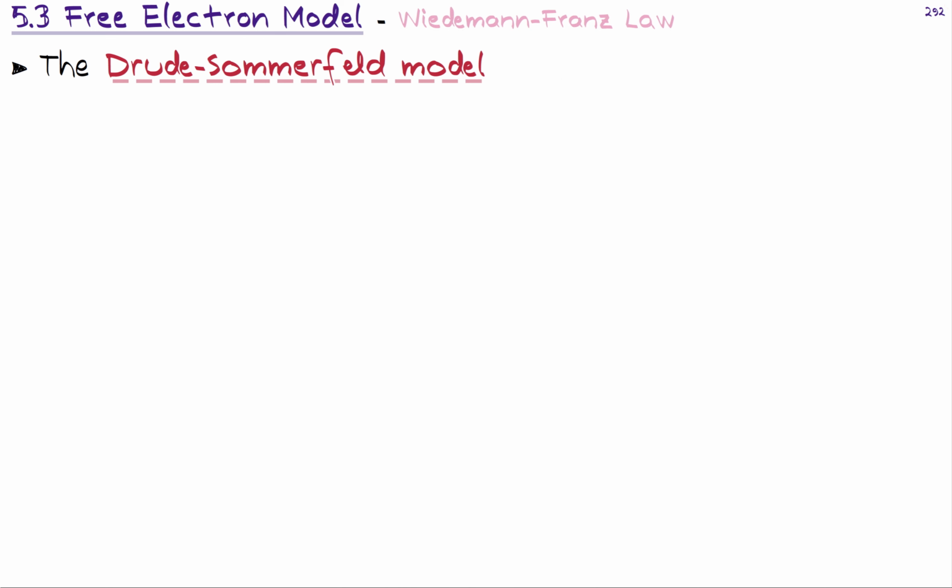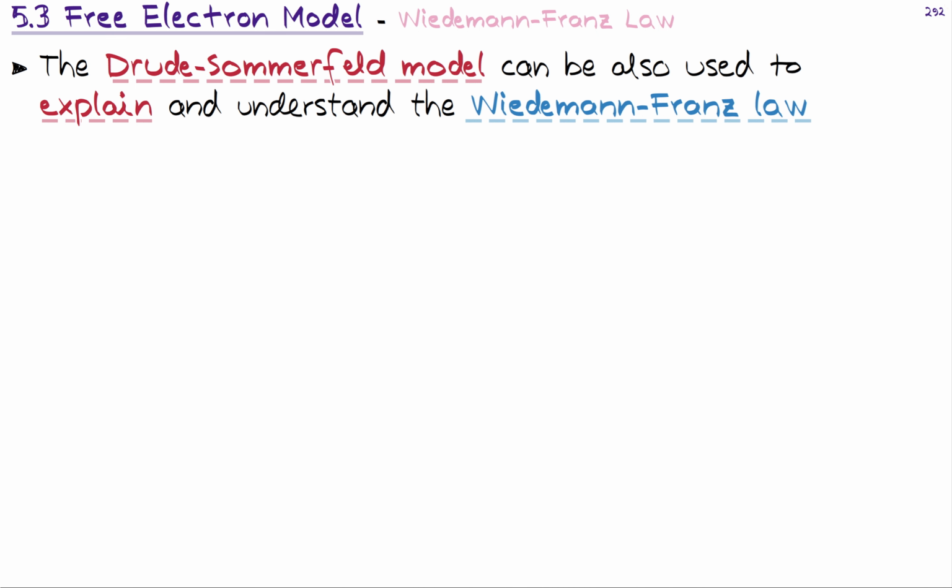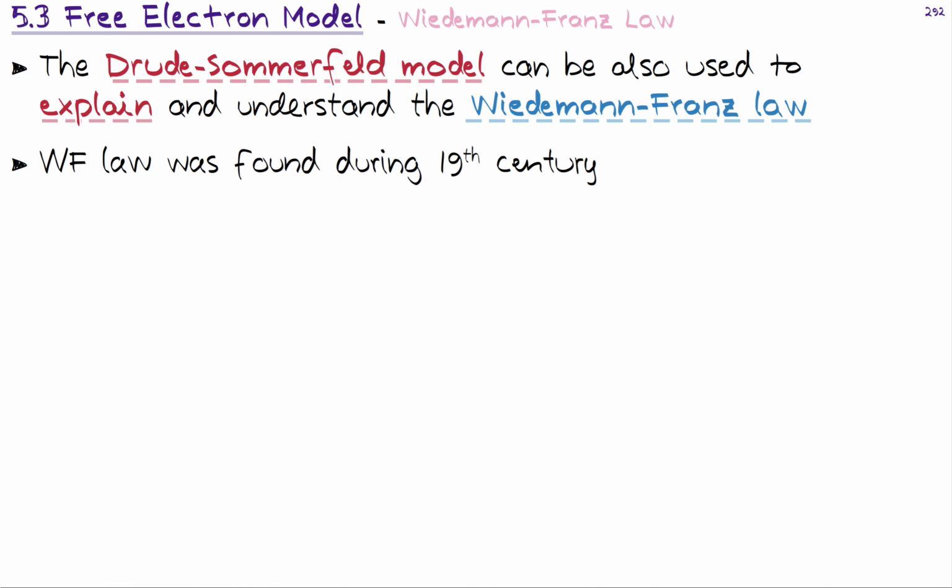And why we are covering this Wiedemann-Franz law here is that essentially we can also derive this, or at least understand the results, based on the just derived Drude-Sommerfeld model. So essentially the free electron model that we have been covering at this point in our chapter. This free electron model can be used to explain and understand the Wiedemann-Franz law that we will be outlining to you soon. And the Wiedemann-Franz law is an empirical law, and quite an old one.